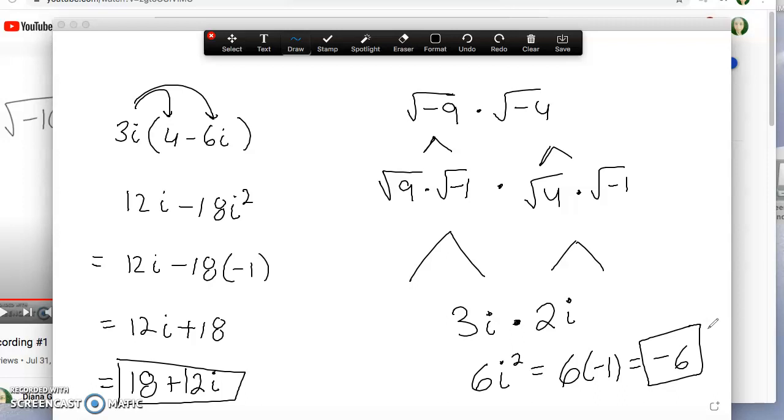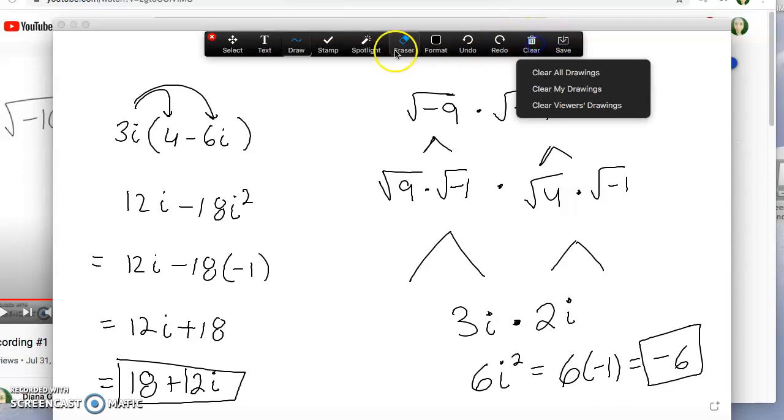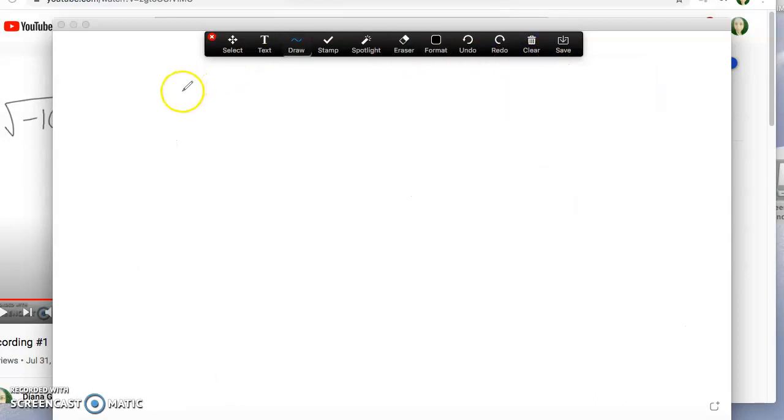Okay, let's move on. Okay. Now let's go ahead and divide complex numbers. So remember the conjugate. Okay, you're going to need this here.